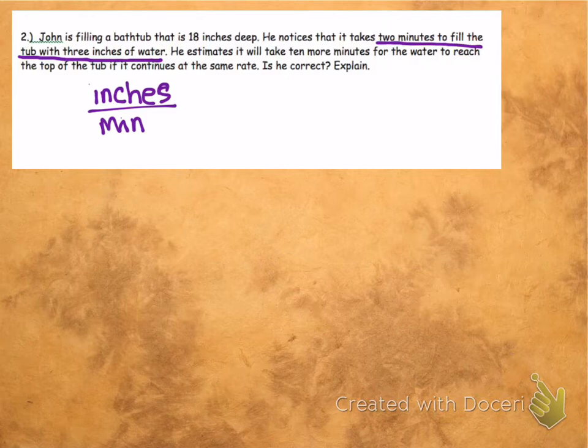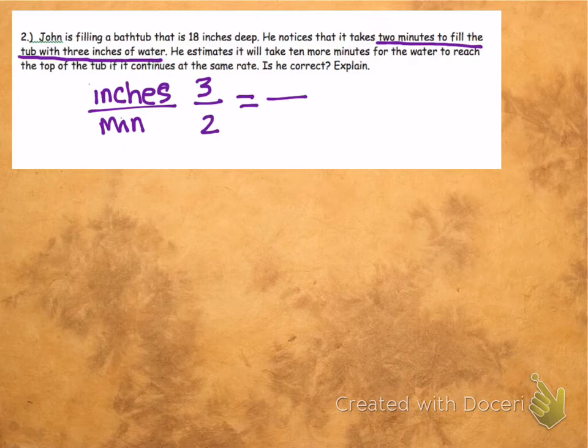And so it takes 2 minutes, and that fills 3 inches. And then if it's proportional, if it is continuing at the same rate, this is where you want to think about what you did last year, then you can make a proportion with that. So proportion is 2 equal ratios.